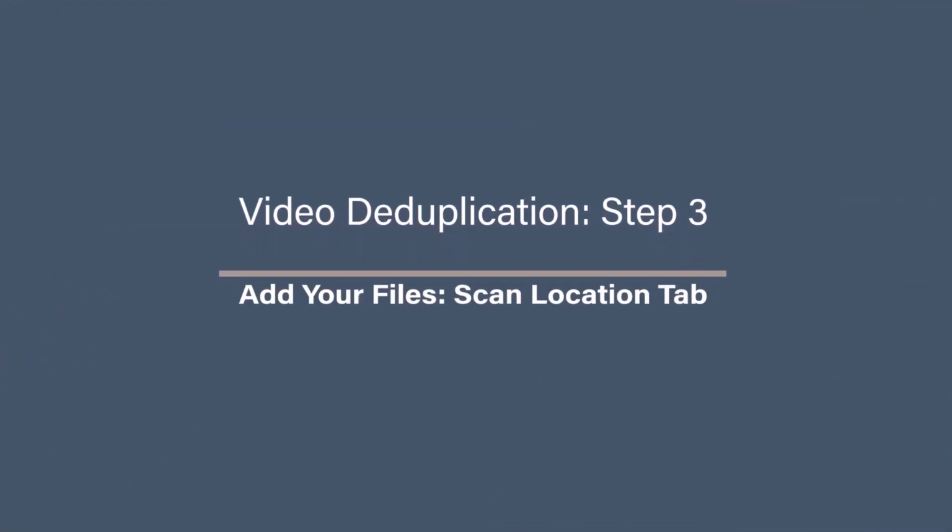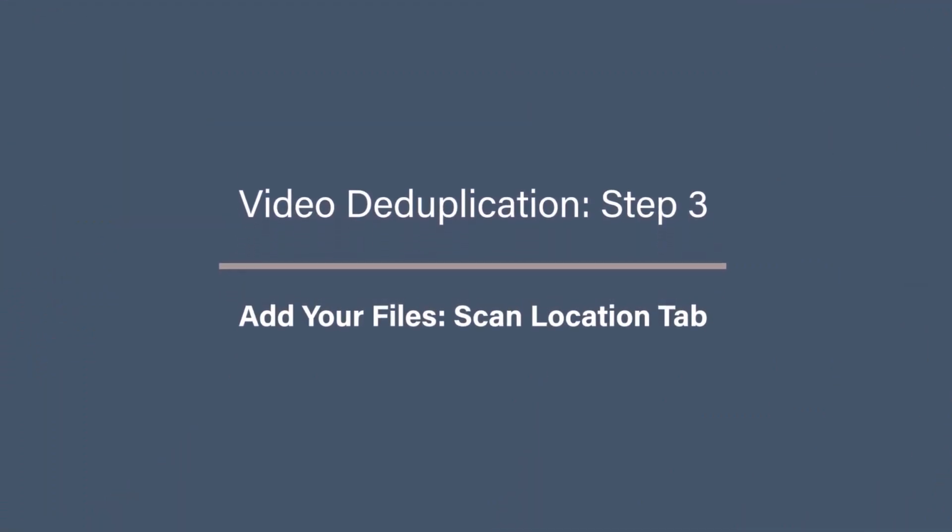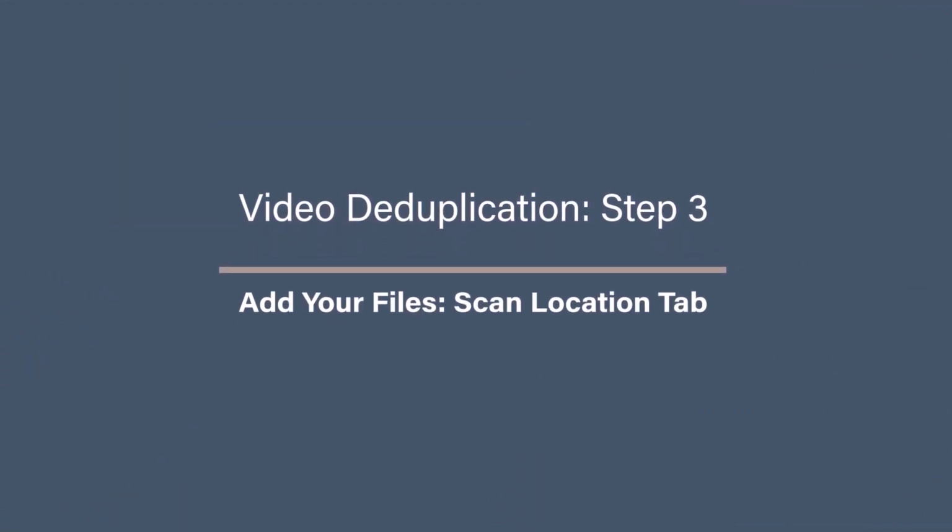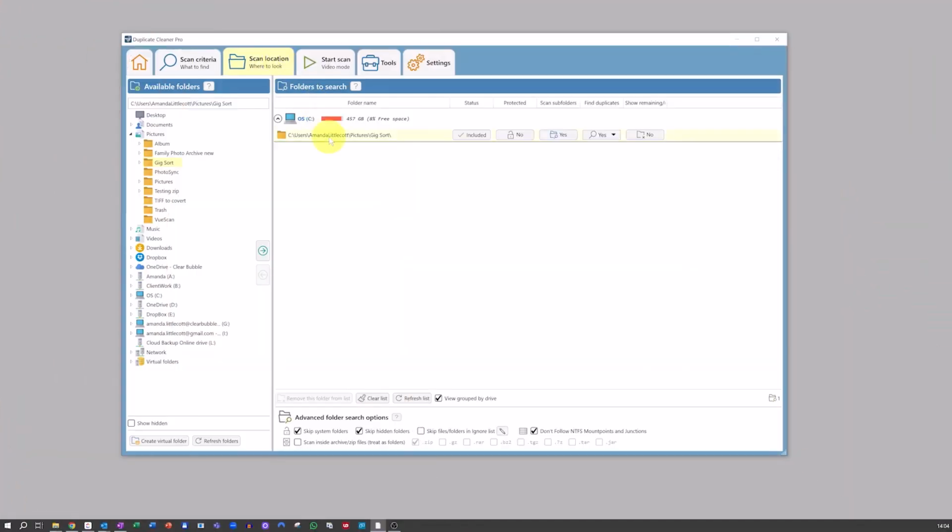Video deduplication, step 3, add your files, scan location tab. Select the folder that you want to sort and move it over with the arrow, or if you're just repeating the same folder from the photo deduplication, leave it all the same.